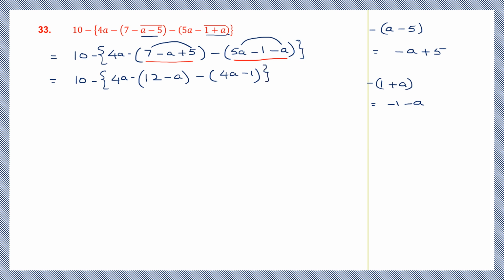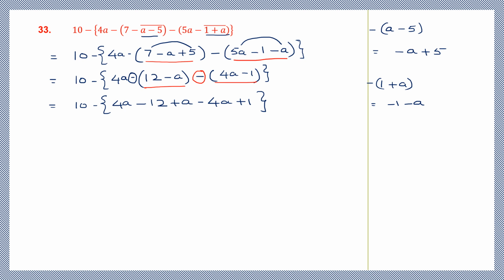Now we need to work out what is within the common bracket. We're going to remove the common brackets now. So here it is 10 minus 4a. Now look at the sign before the common bracket. It's a minus sign. So be careful, we have a minus sign, so change the sign of all the terms inside. It becomes minus 12 plus a. Here also before the bracket you have a minus sign, so change all the signs. Minus 4a plus 1 and the curly brackets. We have removed the common brackets.